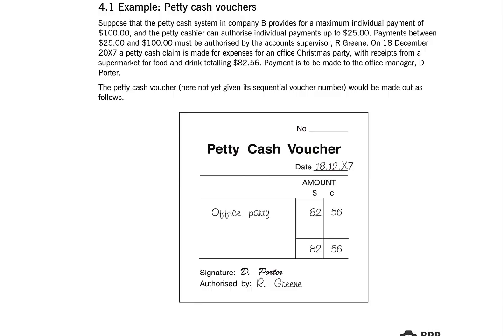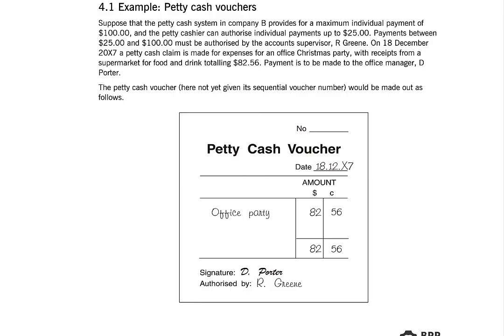Step 2. The voucher is written. The cashier writes the date. The cashier writes the purpose, office party. The cashier writes the amount. Step 3. Approval is obtained. Because the amount is higher than $25, the cashier must get R. Green's approval. So R. Green signs as the authorizing officer.